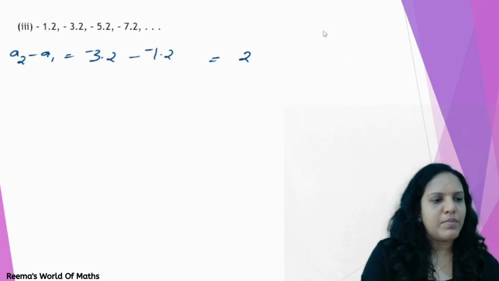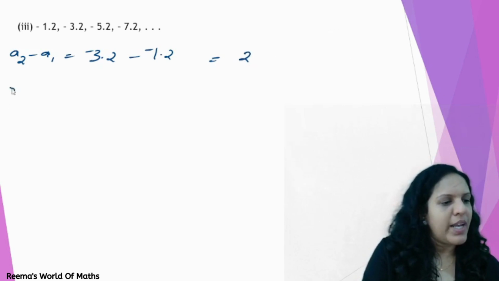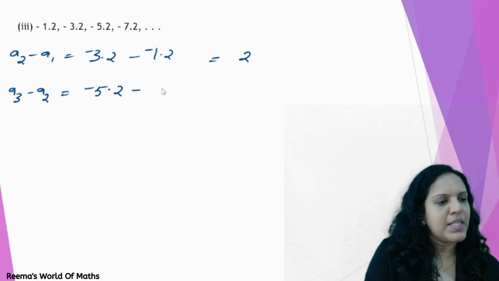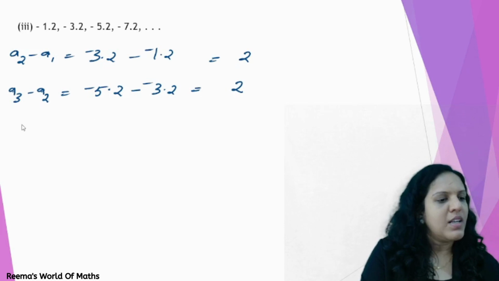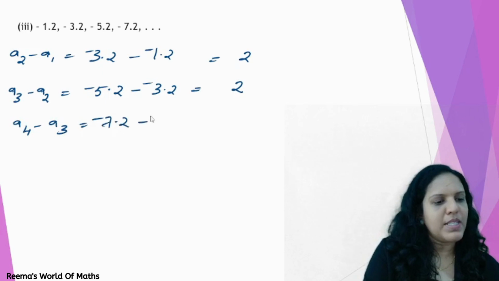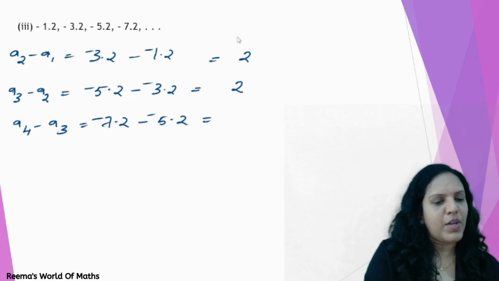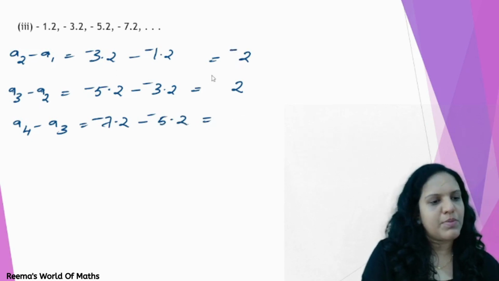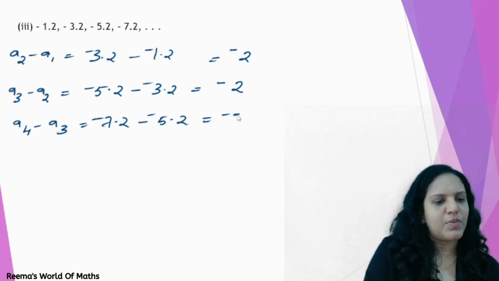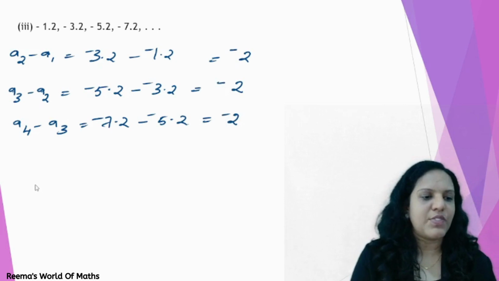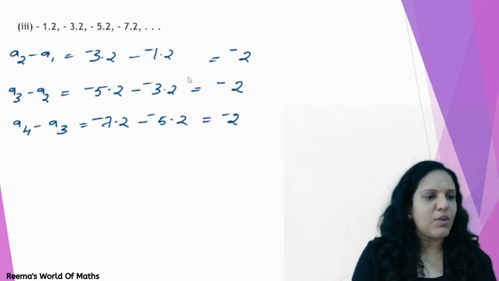minus 2. Secondly, we have A3 minus A2, which is minus 5.2 minus minus 3.2, which is also minus 2 again. Then A4 minus A3, which is minus 7.2 minus minus 5.2, which is also minus 2. Right? So now what is the next? We can see the difference between each consecutive term is common. It is constant. So this forms an AP.